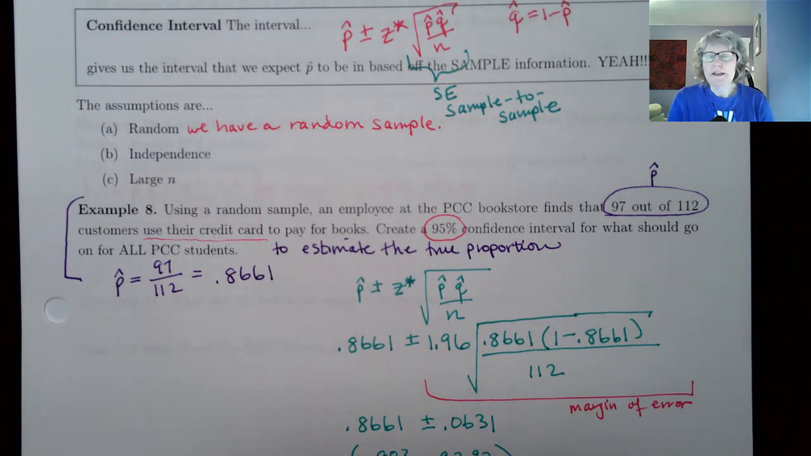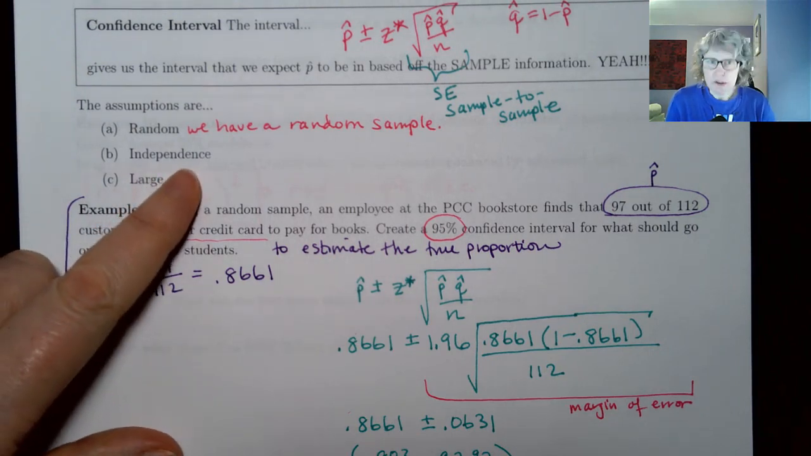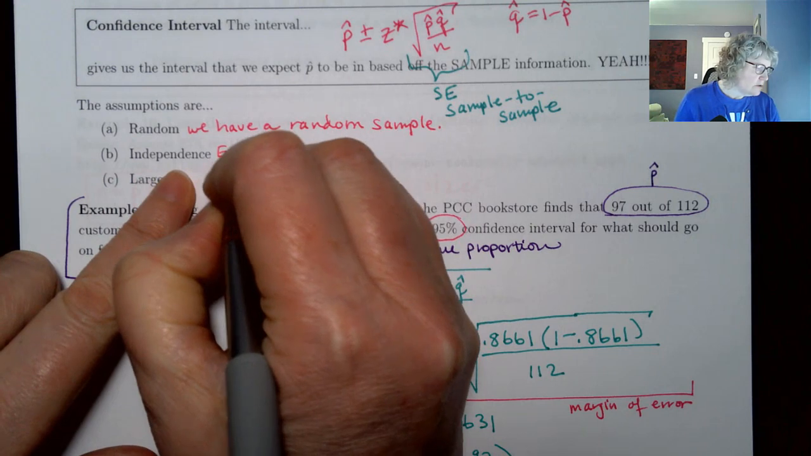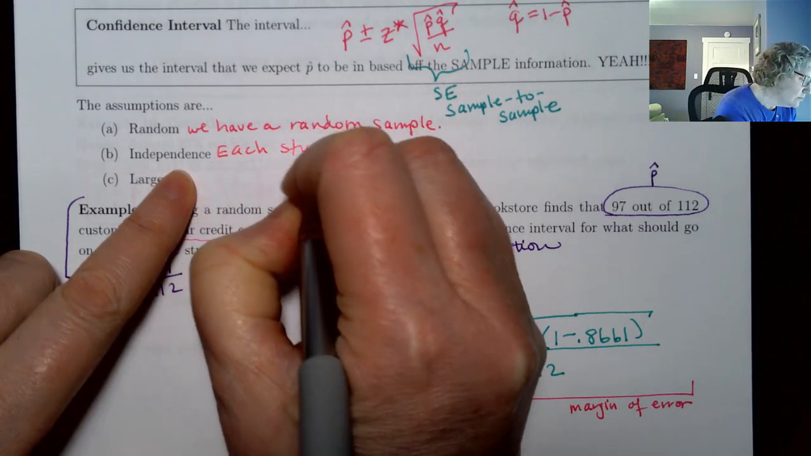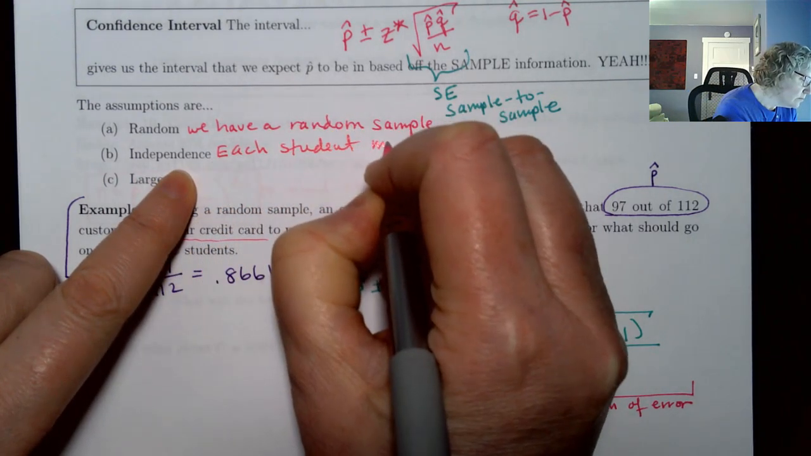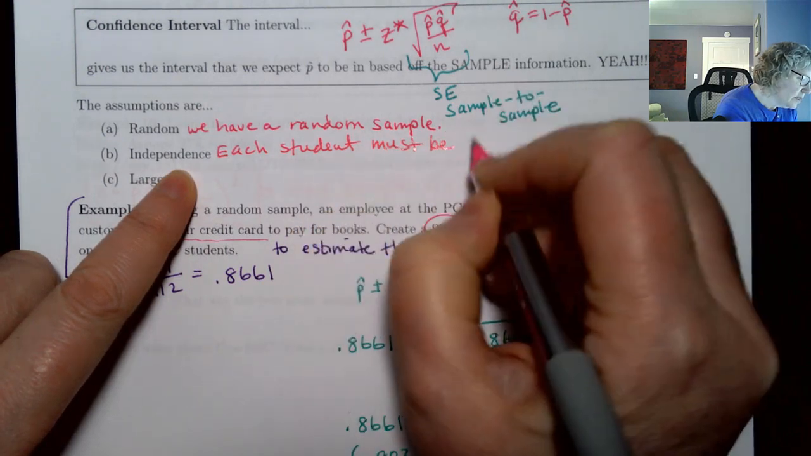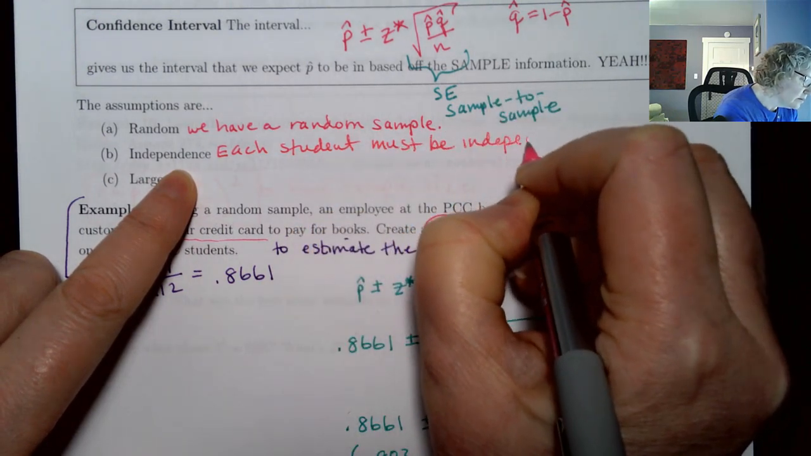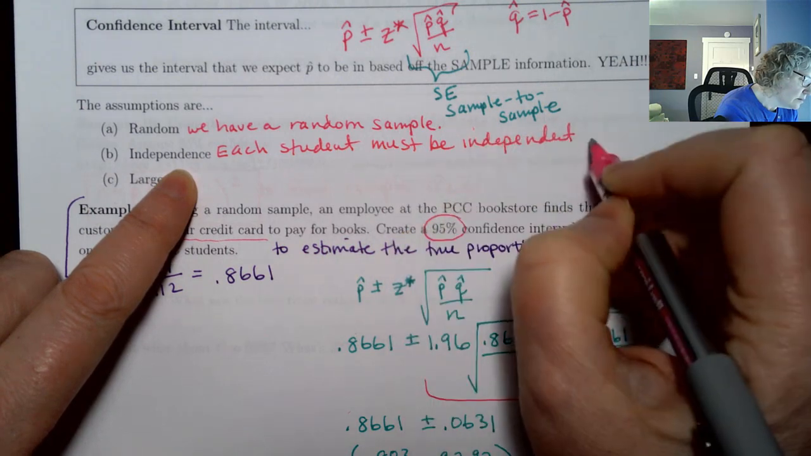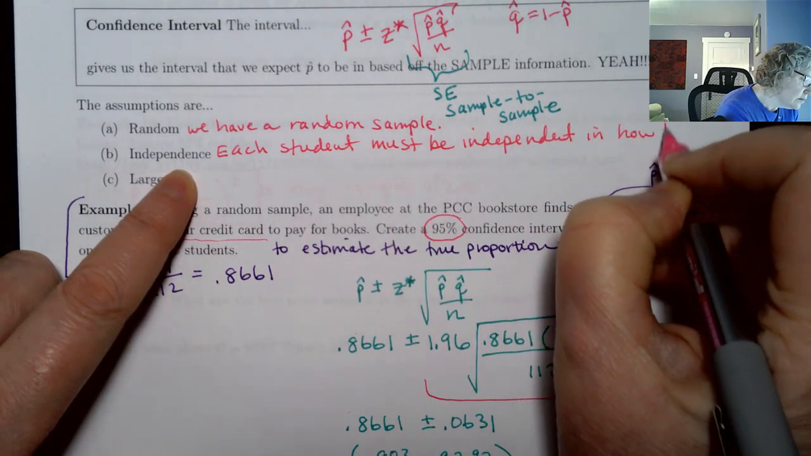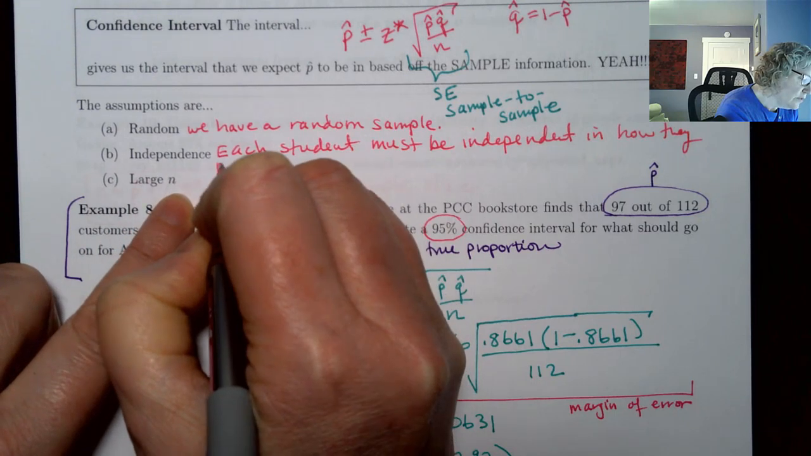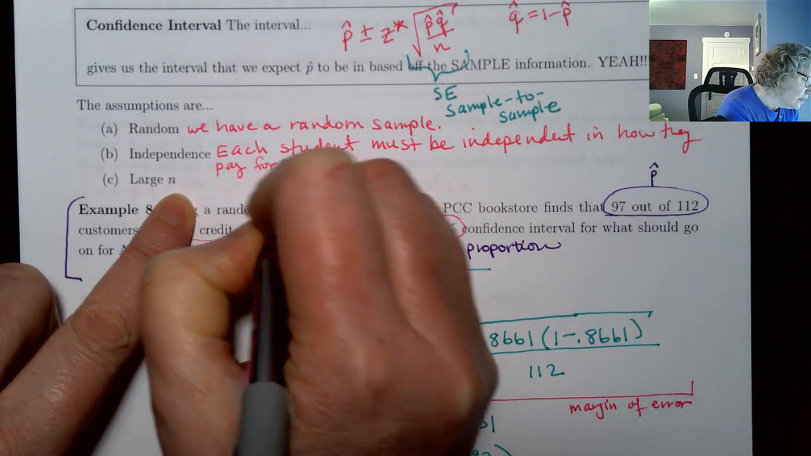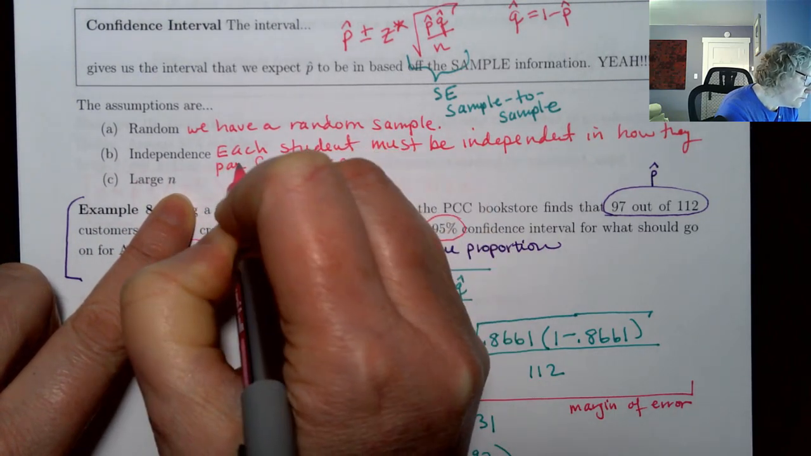So that's what we need, and that's what I'm going to write down to make more concrete what these conditions mean. I'm going to write down what we would need in order for this to be true, okay? So I'm going to say each student must be independent in how they pay for books.